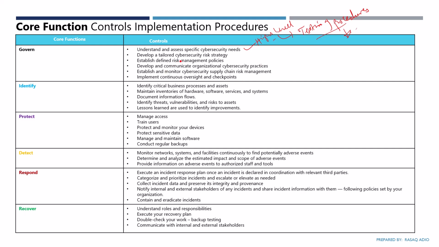So the first one we have under Govern is to understand and assess specific cybersecurity needs for your organization. Then develop a tailored cybersecurity framework risk strategy. Establish and define risk management policies, just like what we have discussed earlier. And under here also, you develop and communicate organizational cybersecurity practices to your staff, to your internal users, and to your external users, like your third party, fourth party, fifth party, and so on. Then establish and monitor cybersecurity supply chain risk management, right? Then again, we move on to implement continuous oversight and checkpoints.